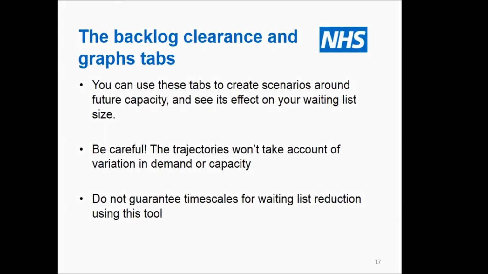So Planning and Graphs tab is also the Backlog Clearance tab. You use these tabs to play with your future capacity and see the effect of increasing or decreasing your capacity on waiting list sizes. Do note, though, that the trajectories won't take account of variation and assume an even spread of activity and capacity, so it should not be used to guarantee timescales, for example, specific waiting list size reductions. And just finally to hand over to Keith to go through the first outpatient and waiting list calculations.